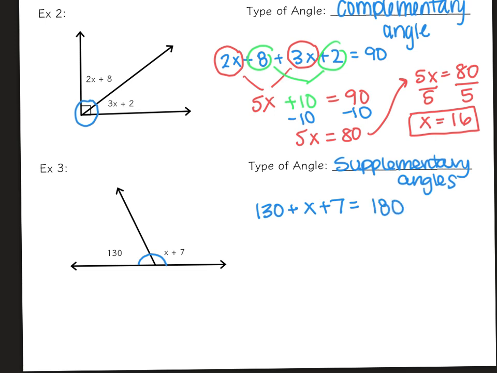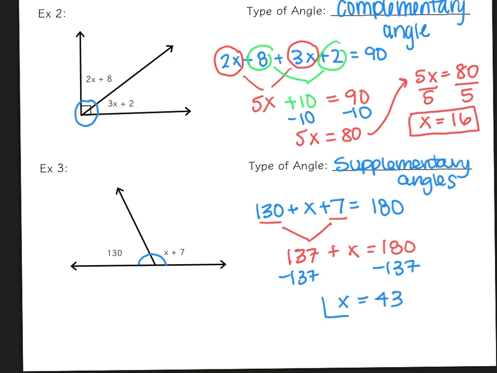So now I can combine my like terms. 130 plus 7 is 137, plus x equals 180. Then to get the x by itself, I'm going to subtract 137 from both sides. So 180 minus 137 equals 43. So x equals 43.